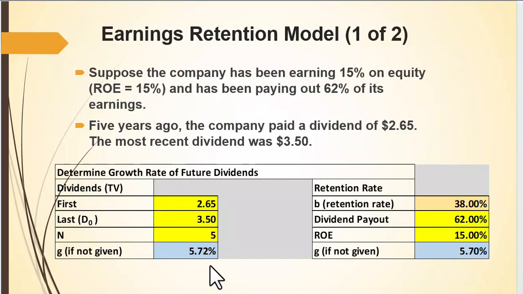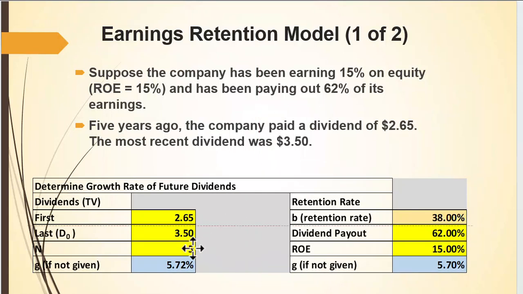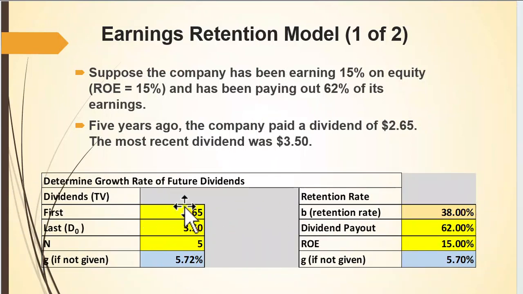So let's see how that fits here. The company has been earning 15% on its equity, 15% ROE, and they've been paying out 62% of its earnings. 5 years ago, the company paid a dividend of $2.65, and currently the most recent dividend is $3.50. So what growth rates do we have? If you plug it in the worksheet, we have places to calculate the growth rate of future dividends. If you put in the dividend payout ratio and the ROE, the retention rate model says you should earn roughly a growth rate of 5.7%. When you put that in for the dividends, it's 5.72%.